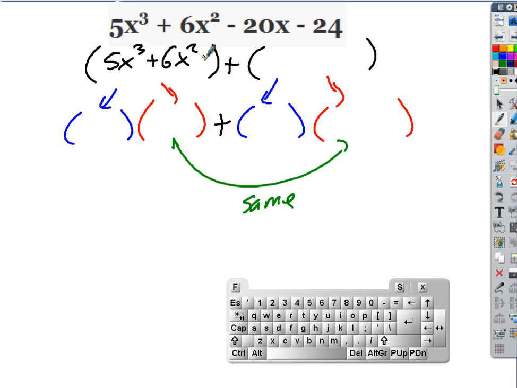Then the only thing I have left to find out is what goes there and does it work for both terms? What times 5x is negative 20x? Negative 4 times 6 is negative 24. It checks out.